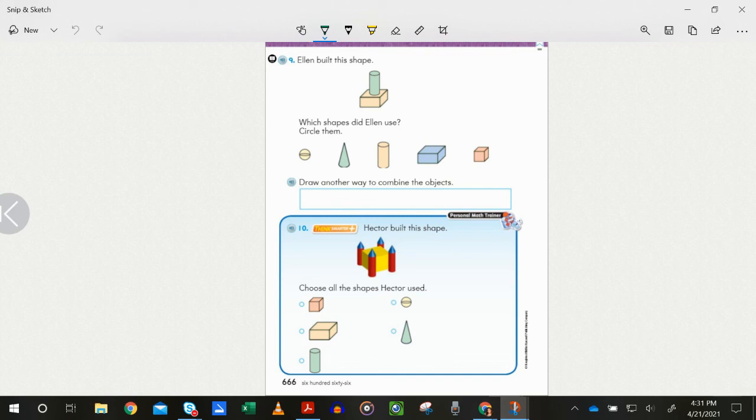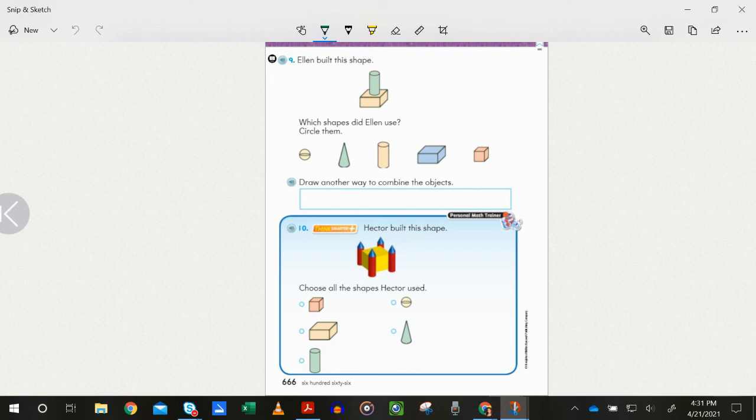Okay, pause if you need more time for your drawing. If you're ready for number 10, then we have that Hector built this shape. It looks like a castle, doesn't it? Choose all the shapes Hector used. So fill in a bubble next to each of the shapes that Hector used to build his castle. Switch to a crayon when you are done.